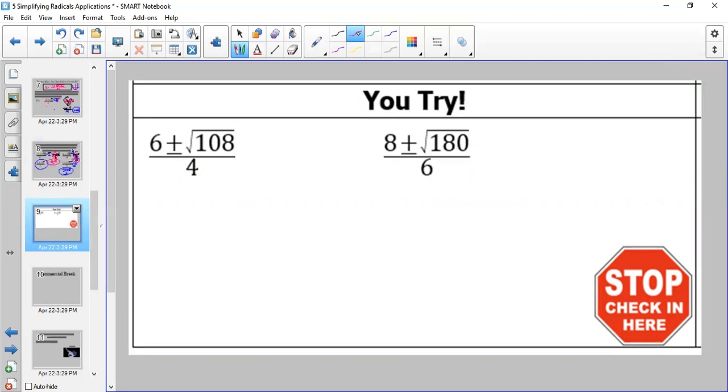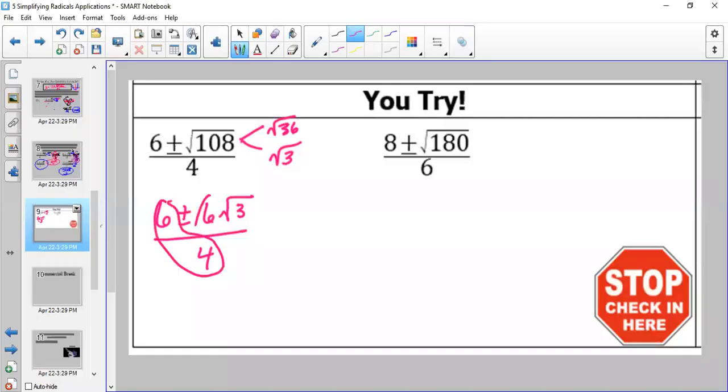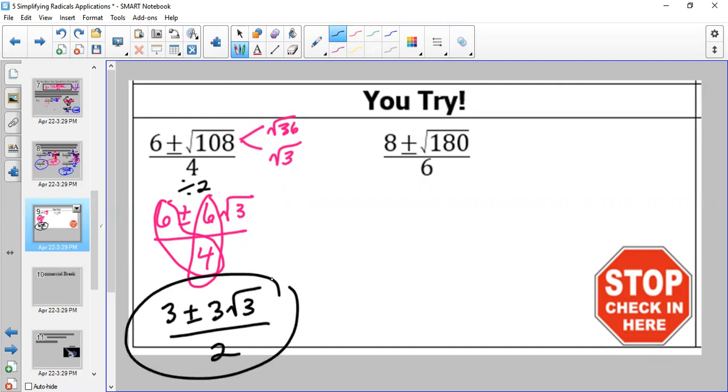All right, let's start with the first one. Let's break up 108 into the square root of 36 and 3. That would be 6 square root of 3. If I look at the three numbers on the outside, I can divide them all by 2. That would give us 3 plus or minus 3 square root of 3 all over 2.